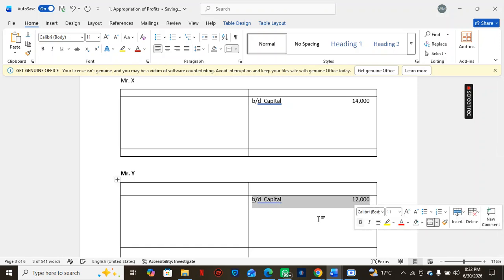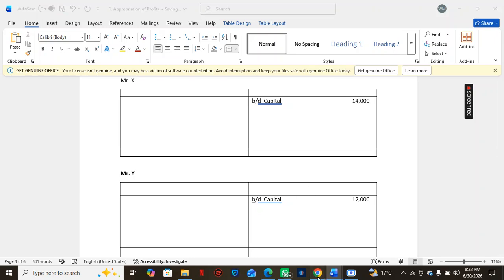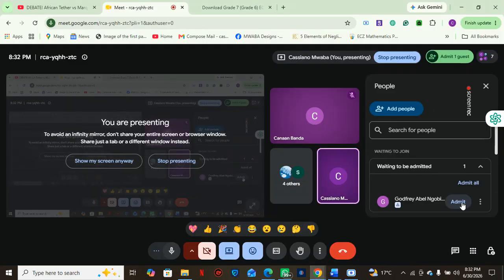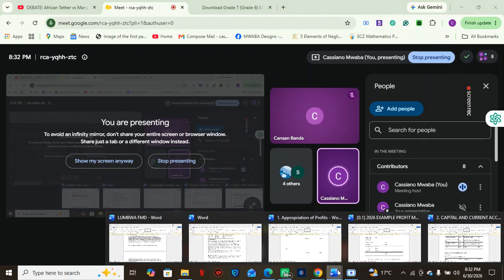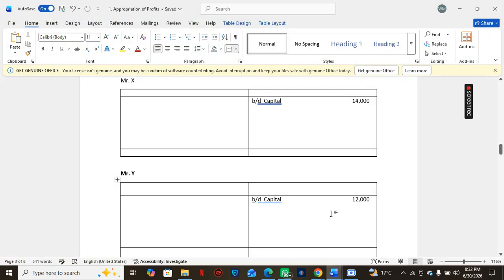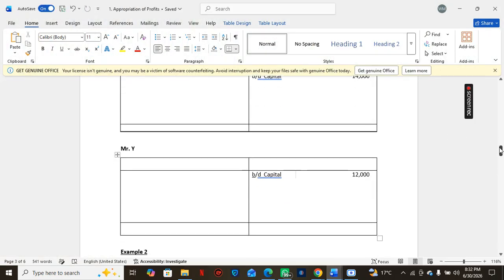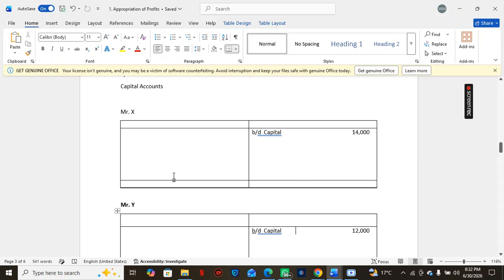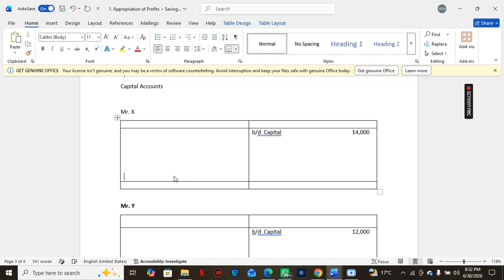If they introduced additional capital into the business, you would have put that. But no additional capital was put in. So their capital balances will just remain the same here. Balance carried down 14,000 here. Okay. So that's that for the capital accounts. You just put in how much capital they have in. Any questions before we go to the current accounts?